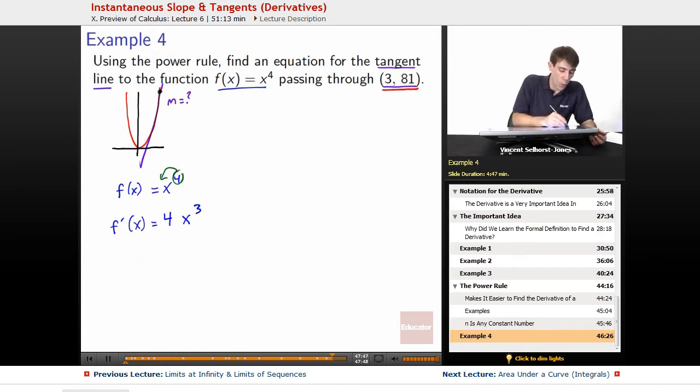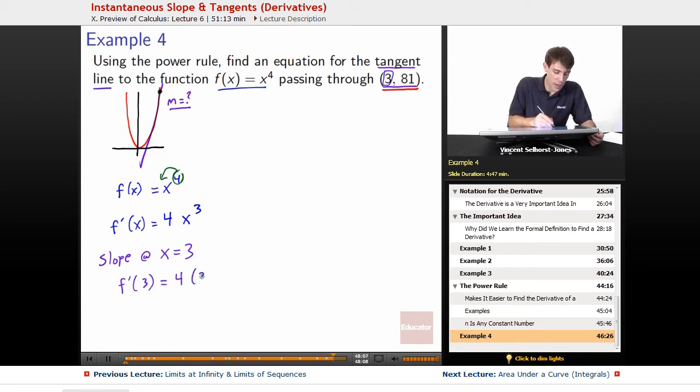So if we want to find out what the slope is at x equals 3, right? That's the horizontal location we're considering. If we want to find out what the slope is for our tangent line, the slope at x equals 3 is going to be f prime of 3. F prime of 3 will be 4 times 3 cubed, right? We plug it into our f prime, our derivative function.